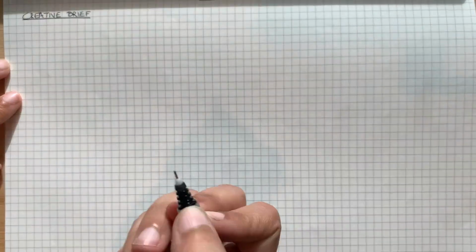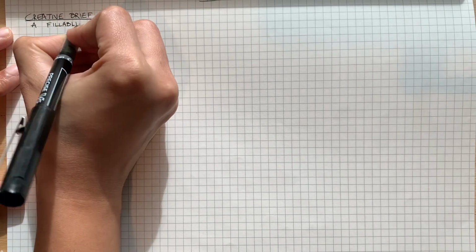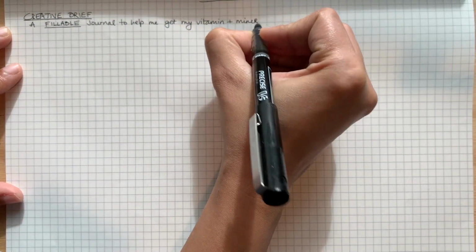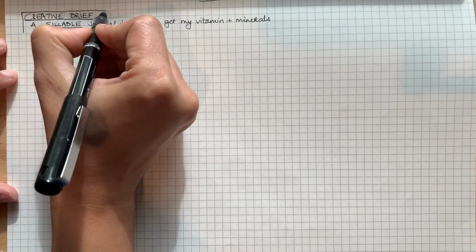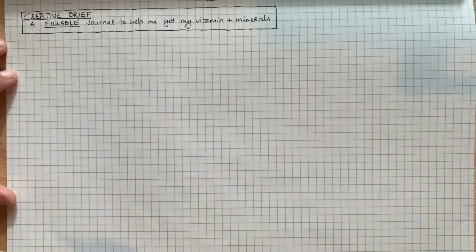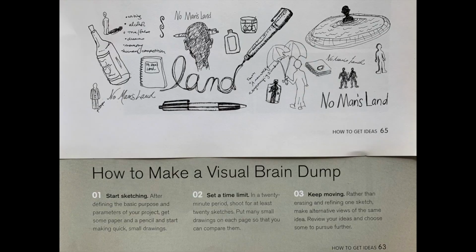Hi design class. In this video I'm going to show you how to start sketching and create your first set of design ideas. The first thing you want to do is write down your creative brief, which is the same thing as your thesis statement. And then you're going to do something called a visual brain dump. This is from a book called Graphic Design Thinking that's available on D2L. So please take a look at some of these pages that I'm showing.